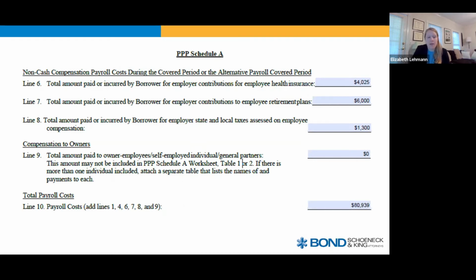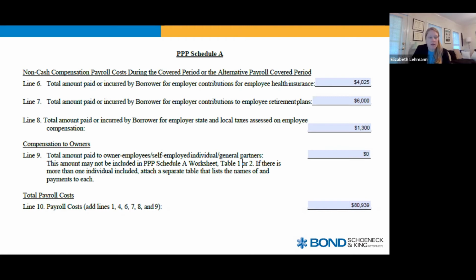Importantly, we discussed earlier regarding the alternative payroll period that cash compensation can be paid or incurred to be an eligible forgivable cost. For these non-cash compensation payroll costs, it's only costs that are paid during the covered period, not incurred. All right, moving on to compensation to owners, line 9. Kate touched upon this: amounts paid to owner employees, self-employed individuals, and general partners are not included in the worksheet calculations.